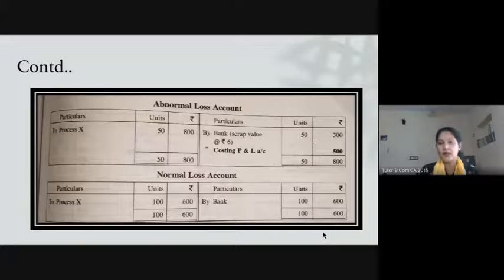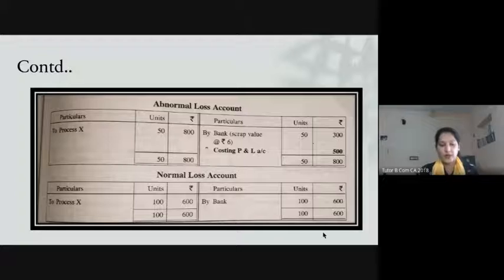In case of normal loss account, we already prepared. That is, we had a loss of 100 units, which carried a value of 6 per unit. We got scrap value as 600, so that account got balanced.